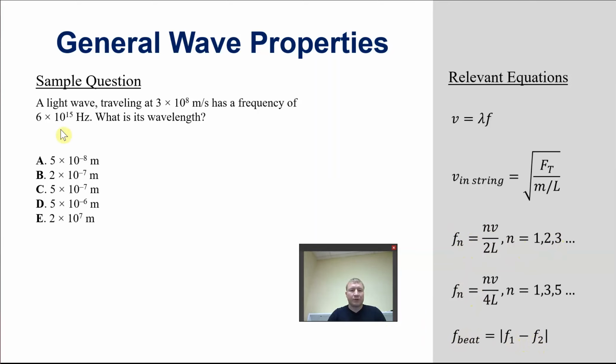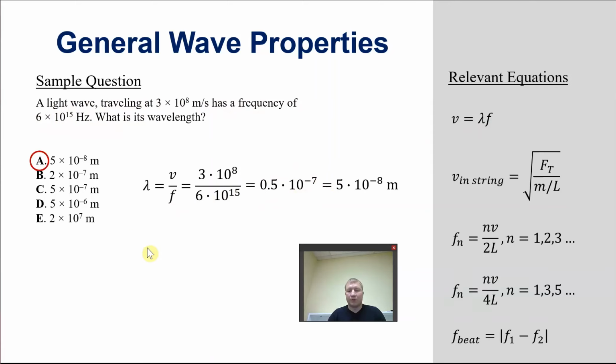Okay, so let's look at this question. This is a fairly simple question. It says a light wave traveling at light speed has a frequency of 6 times 10 to the power 15 hertz. So what is the wavelength? Well, this is straightforward. You use this formula and you plug the numbers in, and okay, the answer is A. So this is fairly simple.